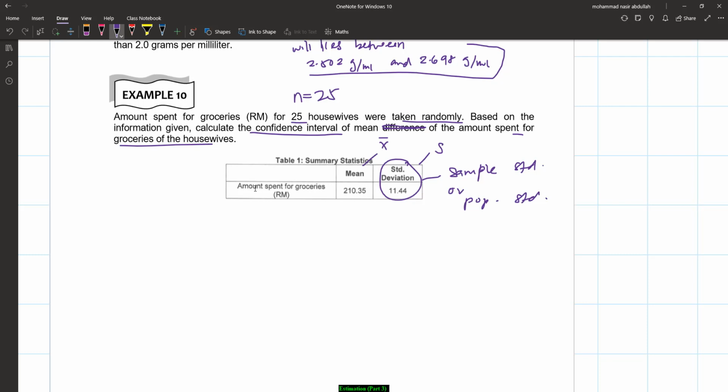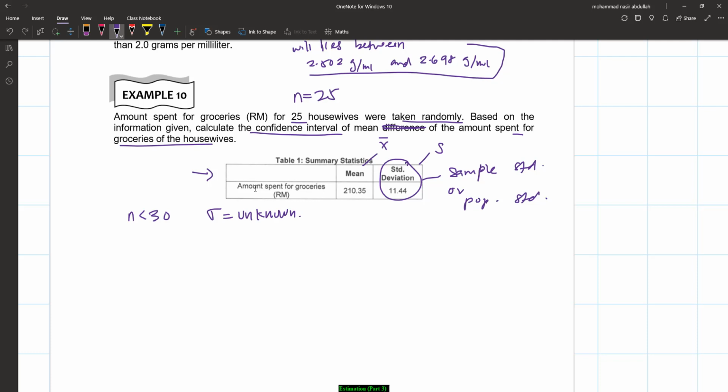Since dia kata dekat sini, the amount spent for 25 housewives was taken randomly, it means that this 25 is a sample. You take a sample of housewives, and this is the summary information for 25 housewives, based on the statistical SPSS output. So since the sample size is less than 30, the population variance is unknown.